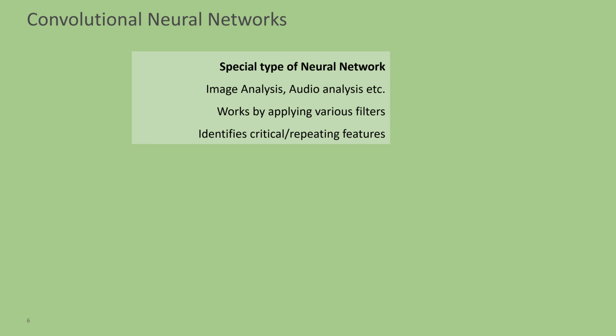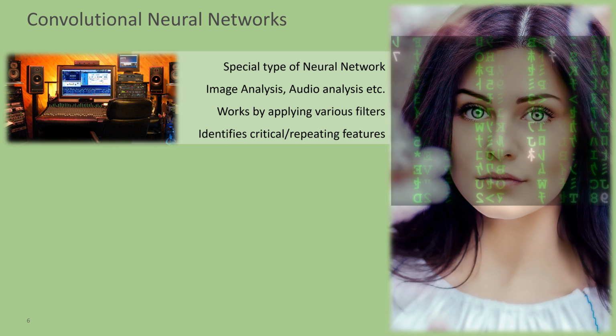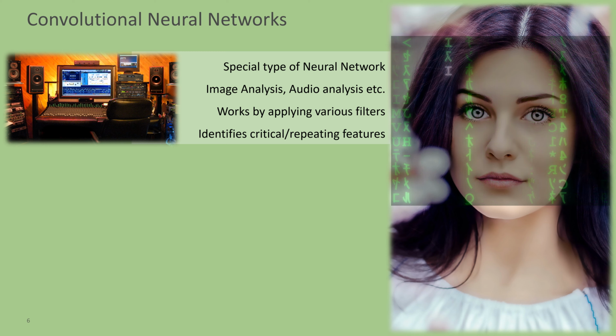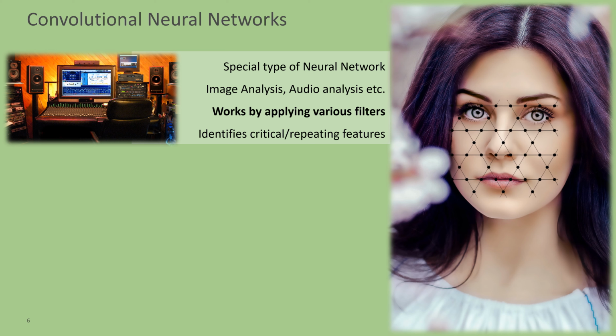CNN is a special type of neural network in deep learning primarily used in complex problems like image analysis and audio analysis. As you may be aware, computers store and visualize images and audio data as just a bunch of numbers in a specific format. CNN works by applying various filters to the input data.